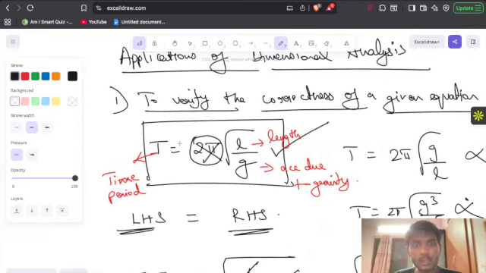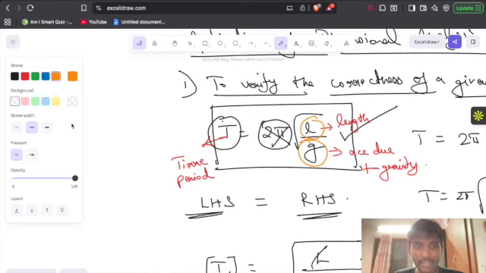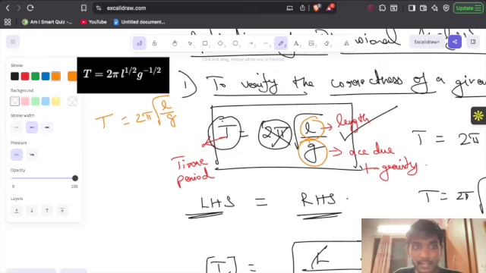Time period is equal to 2 pi root of L by G. In this, time period is expressed in terms of length and acceleration due to gravity, and it is expressed in a specific way. So time period is expressed as 2 pi root of L by G. So it is basically time period is equal to 2 pi L to the power 1 by 2, G to the power minus 1 by 2.